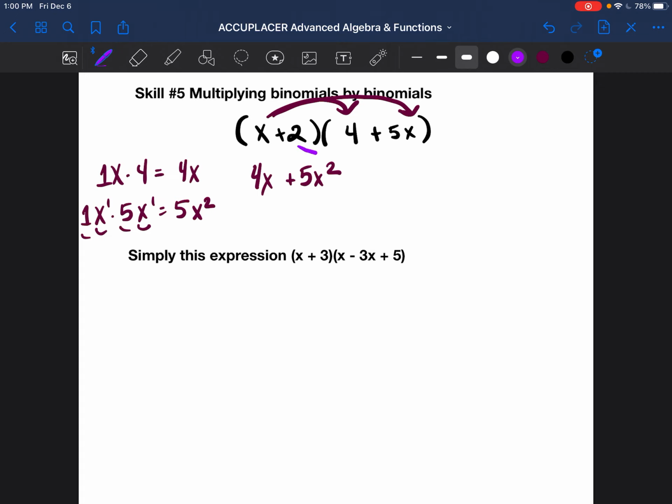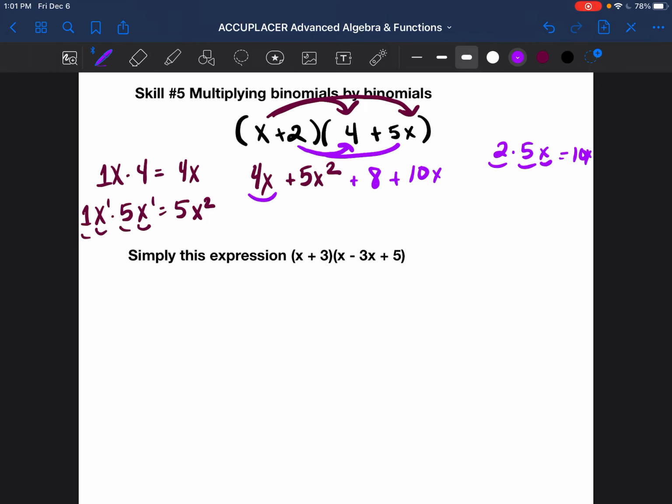Now we're going to move on to the 2, and we're going to multiply everything by the 2. 2 times 4 is 8, and then 2 times 5x. 2 times 5 is 10. There's nothing to multiply the x by, so we're just going to have it in the answer, plus 10x. Okay, now that we've multiplied binomials by binomials, we have to combine like terms. But we just went over that skill in the last one. Do you see how I planned this out? So let's go ahead and combine like terms.